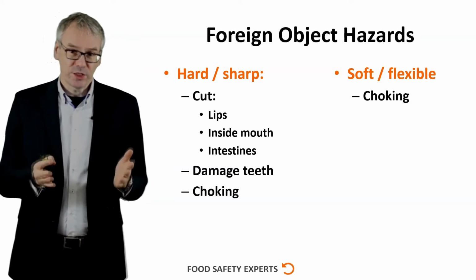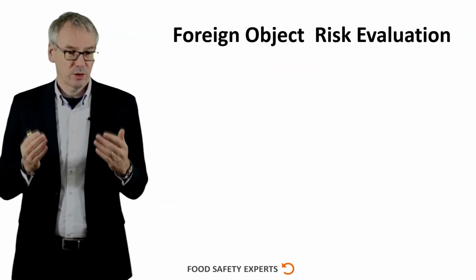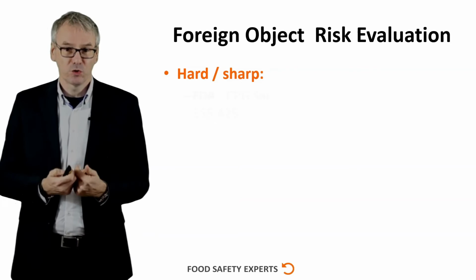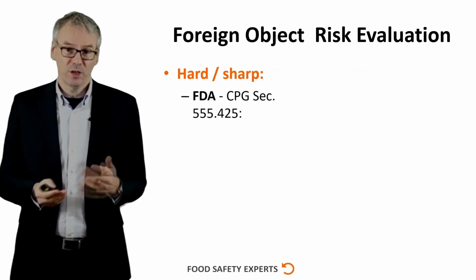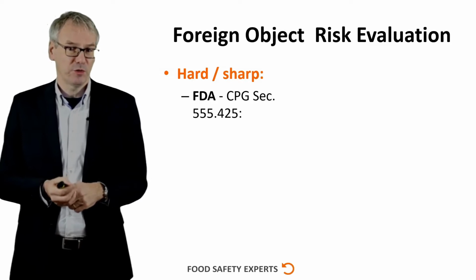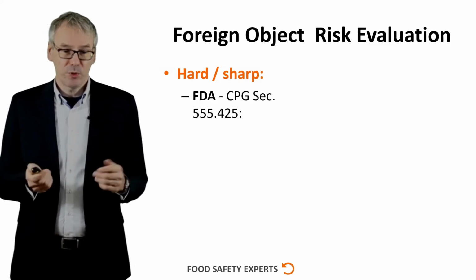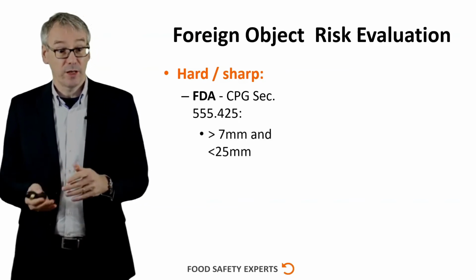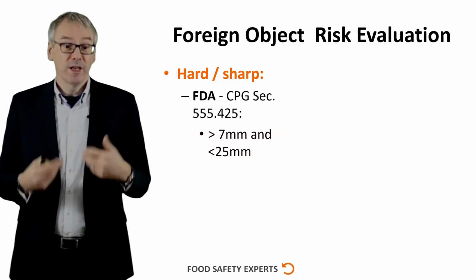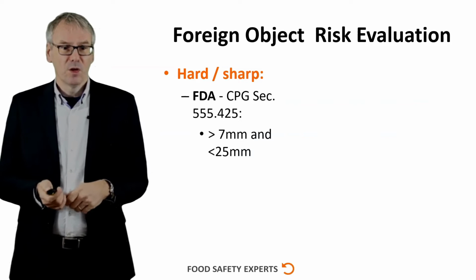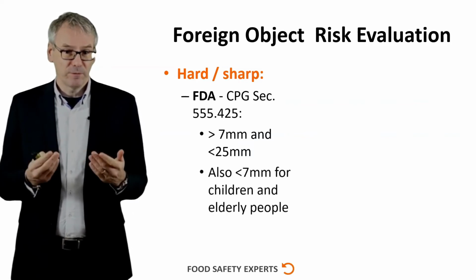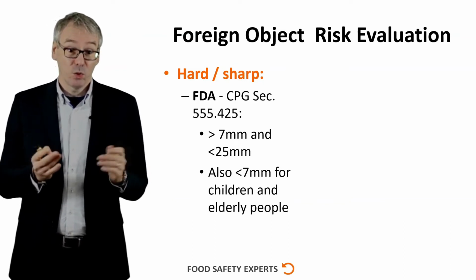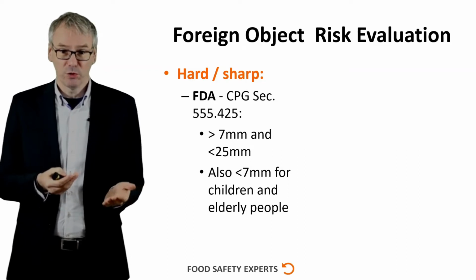And if we look at the risks which are linked to these hazards, we can see the following. For the hard and sharp objects, there are actually some guidance rules from the FDA, which you can find in the CPG section 555.425. And these stipulate that any hard or sharp foreign objects which are larger than 7 millimeters and smaller than 25 millimeters can be harmful for people in general. But you also need to factor in that smaller foreign objects, so smaller than 7 millimeters, also pose a risk for very young children and for elderly people.